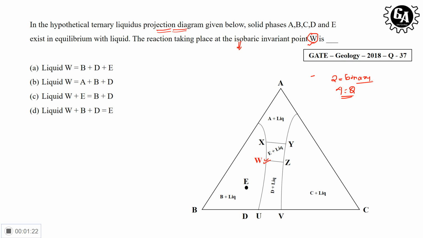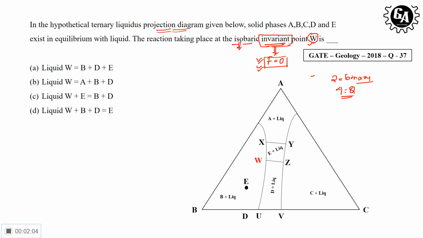Why isobaric? Because this is an experimental setup where the atmospheric pressure, 1 atm pressure, is fixed. So this experiment has been conducted by taking the pressure to be fixed, that is 1 atm pressure. So pressure is fixed, that's why it is isobaric. And invariant point, why invariant? Because we know that at an invariant point the degree of freedom becomes 0. So this is basically the mineralogical phase rule, that is your invariant point. That's why W is an isobaric invariant point.